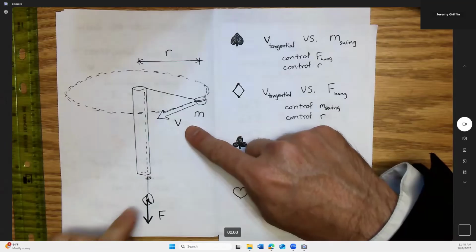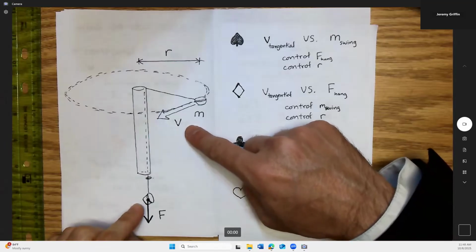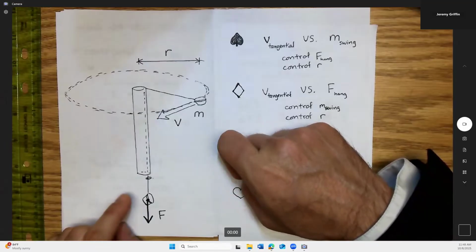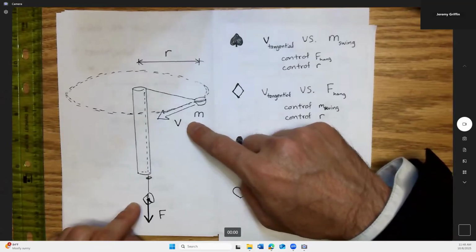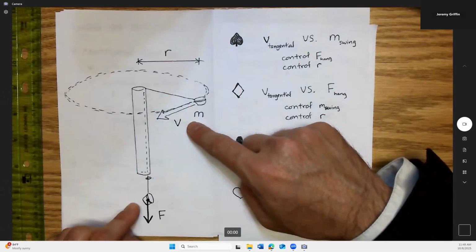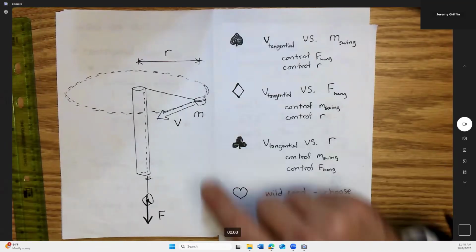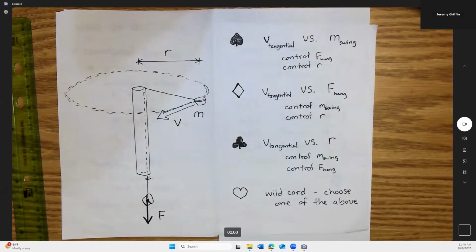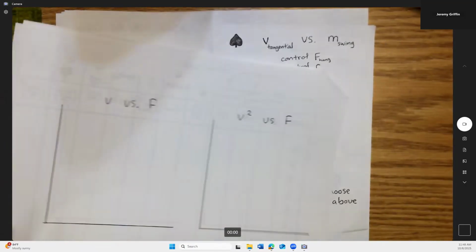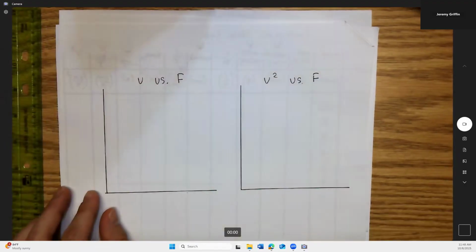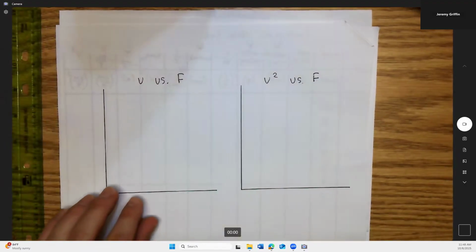Yeah, I think faster does make sense. But then there could be a follow-up question: how much faster? Because, for example, if you triple this weight, should you spin it 3 times as fast? Or maybe faster, but not quite 3 times as fast? Or more than 3 times, like maybe 9 times as fast? Well, we're going to find out with some actual data. So we're on this pair right here, diamonds.